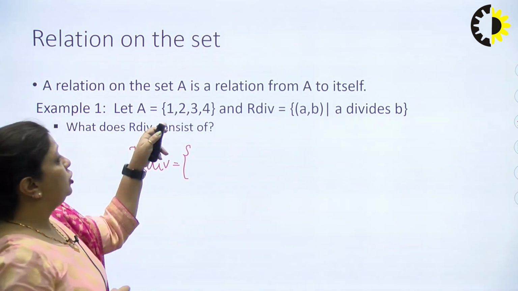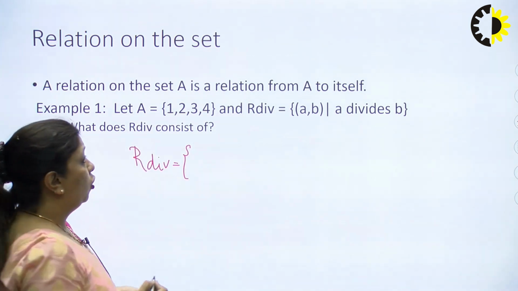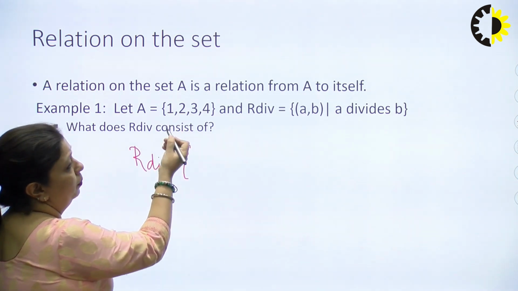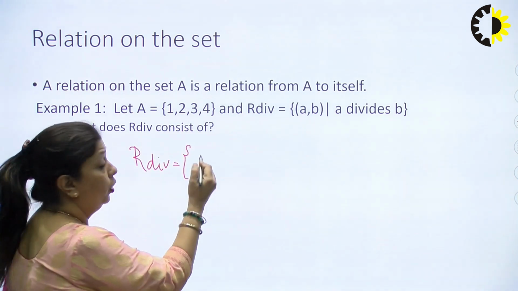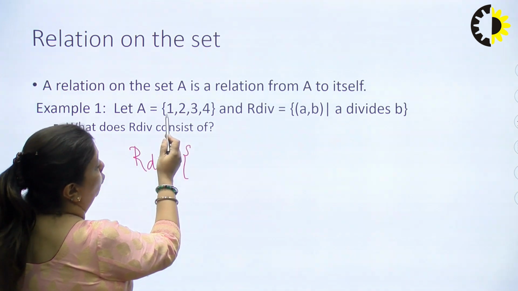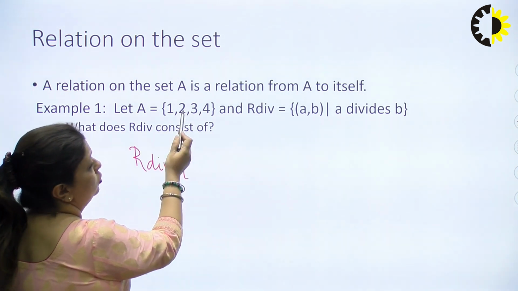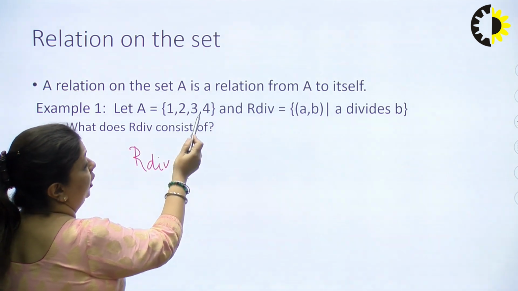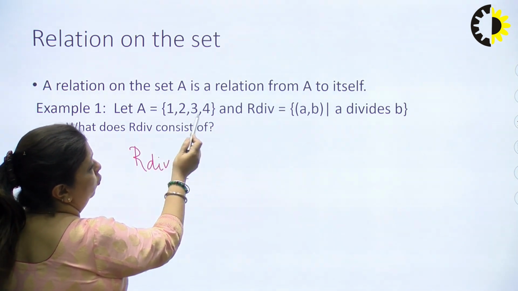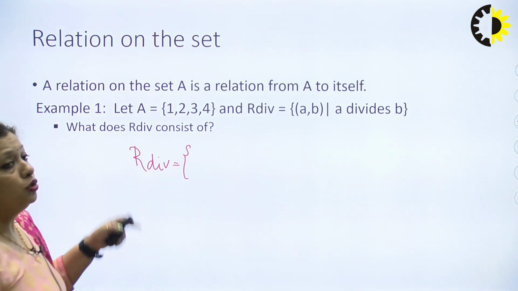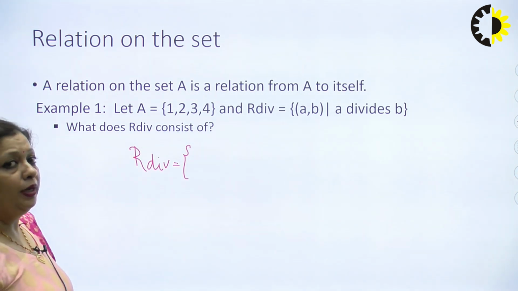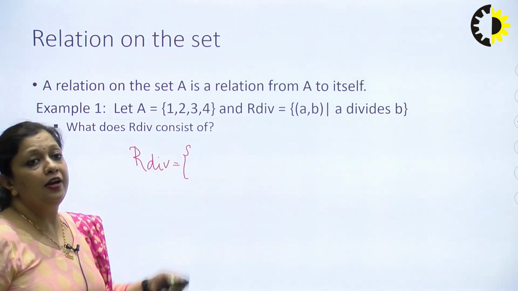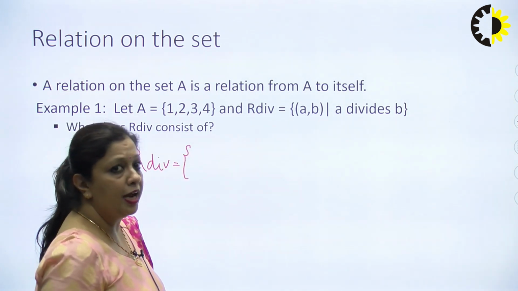Now, since the relation is defined from the set to itself, what all elements can it have? It can have elements (1, 1), (1, 2), (1, 3), (1, 4). Then (2, 1), (2, 2), (2, 3), (2, 4). Same way (3, 1), (3, 2), (3, 3), (3, 4). Then (4, 1), (4, 2), (4, 3) and (4, 4). So, the Cartesian product will contain all the elements, but when I want it to be in the relation, I will see whether the property a divides b is satisfied or not.